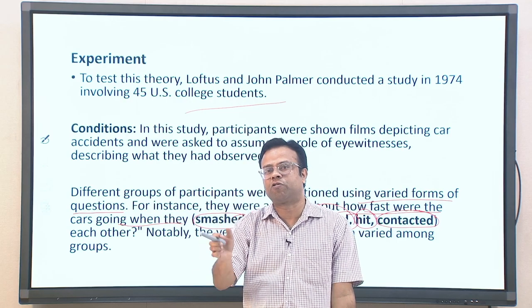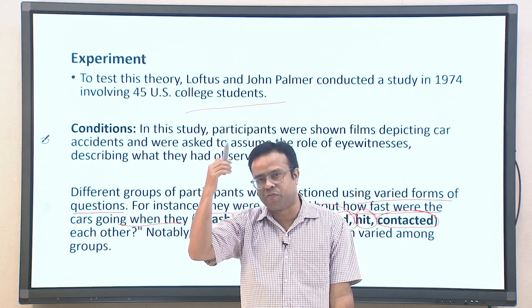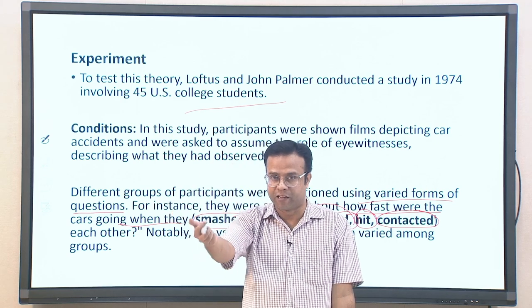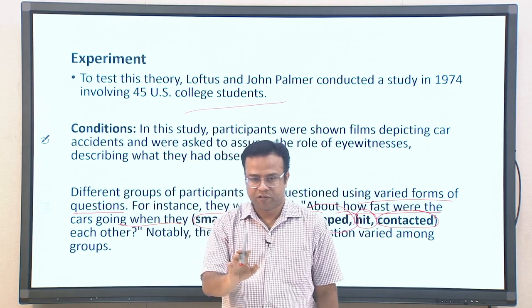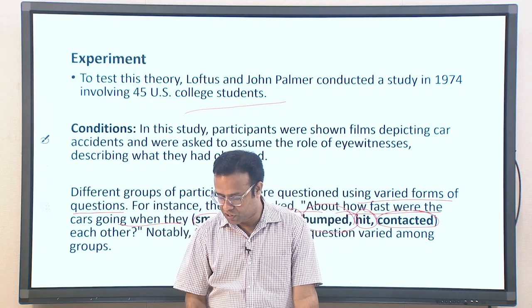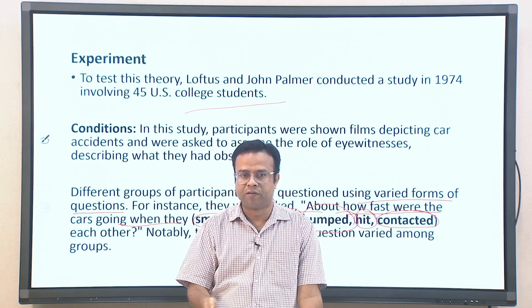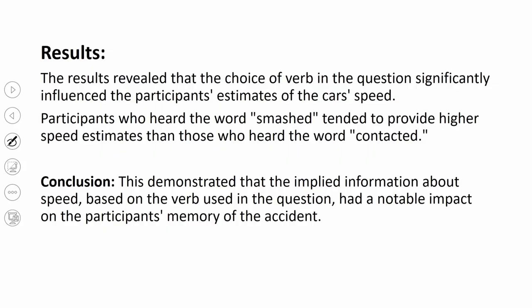They were asked what was the speed of the car, on average, whatever lump sum speed they thought was there. So, only the verb was different in the question, otherwise everything was the same. So, that was the experiment. What was the result found? They found that the choice of verb in the question significantly influenced the participants' estimate of the car speed, and that changed from participant to participant depending on the verb used.